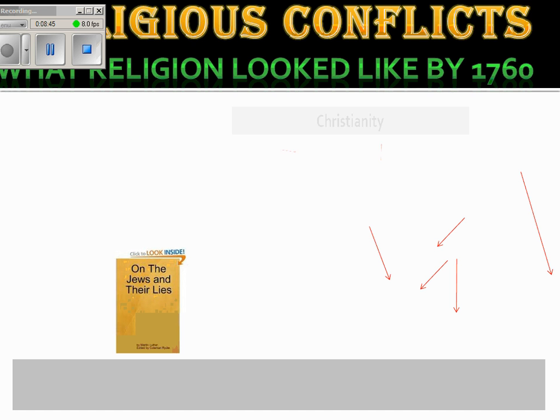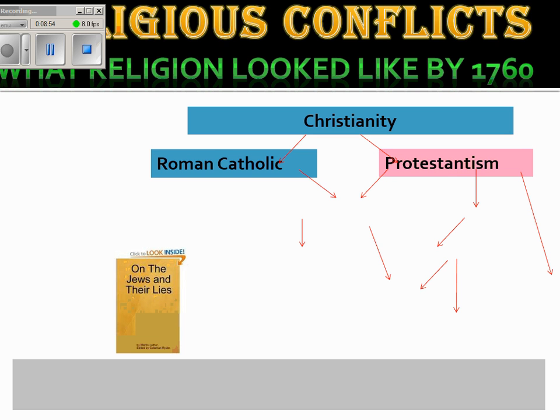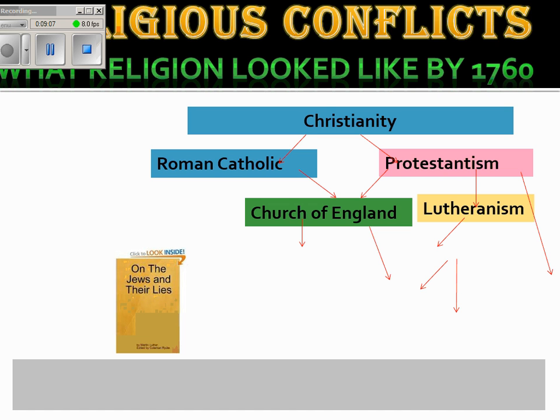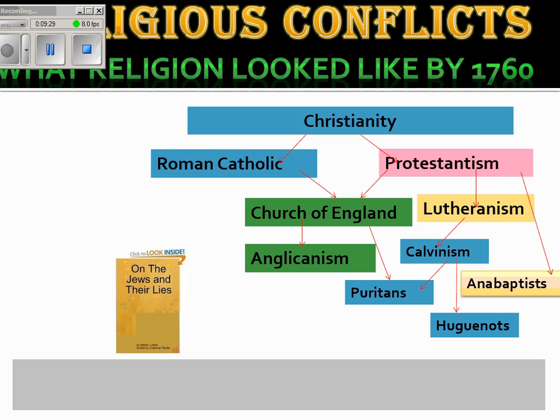So, let's take a look at what religion looked like by 1760. So we've got Christianity up at the top. Christianity is broken down into 2 subgroups. We have Roman Catholic and we have Protestantism. The dominant Protestant faith is now called Lutheranism. If you mix a little bit of Roman Catholic with Protestantism, you will get the Church of England, which also evolves into Anglicanism. An extreme form of Lutheranism is called Calvinism. And some of the Calvinist beliefs and the Church of England's beliefs are called the Puritans. French Calvinists are called the Huguenots. And another group is called the Anabaptists.